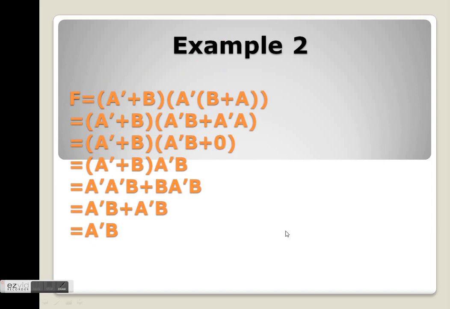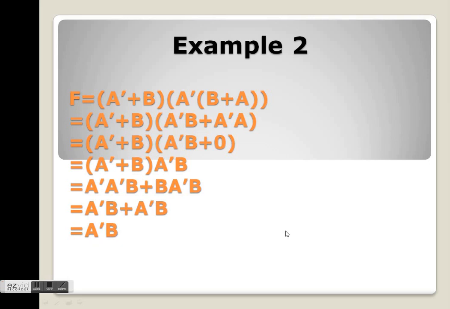Now let's take another example. Here firstly we will apply the distributive AND operation, and the result of this will be A bar or B, bracket start, A bar B plus A bar A. Now we know that A bar A is equal to 0, so now the expression will become A bar or B, bracket, A bar B or 0. Now from the Boolean algebra properties, we know that OR operation between any Boolean expression and 0 will result in that expression itself. So now the expression will become A bar or B, bracket close, A bar B.